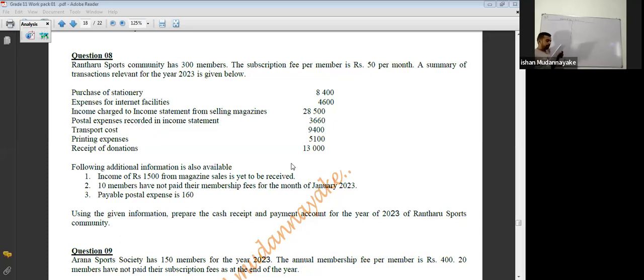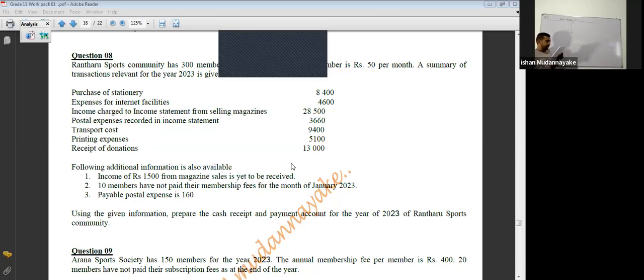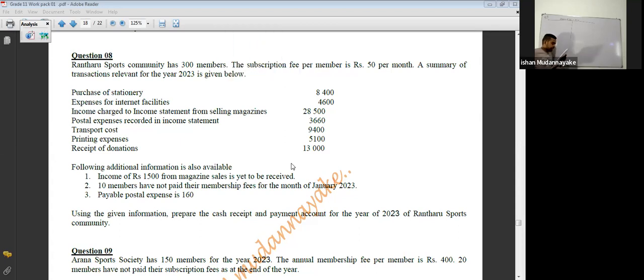The subscription fee per member is 50 per month. A summary of transactions relevant for the month of January 2023 is given below. It is for the month of January.